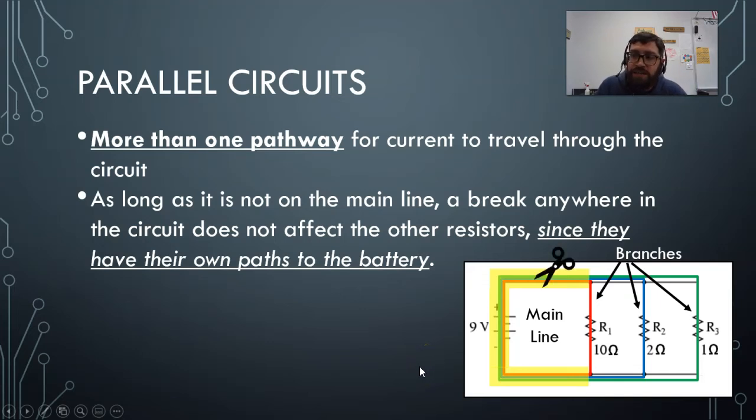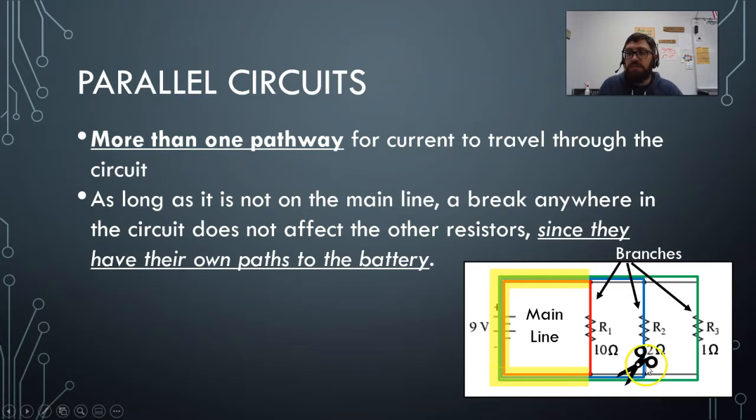So if I cut the main line, that means all of these are going to be out. All of these are going to be gone because I have cut all of the pathways. I have opened the red pathway, the blue pathway, and the green pathway for current. However, if I just cut R1, I've just cut R1. The blue pathway for R2 is still fine. The green pathway for R3 is still okay. Same thing if I decided to cut R3. R3 would go out, but R2 and R1 would still be the same. R2, cut it. R2 is done.